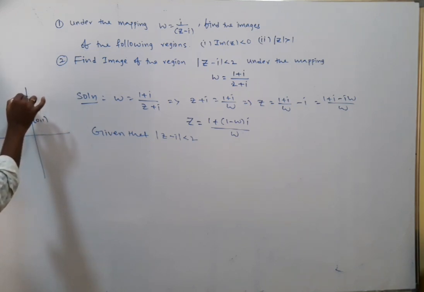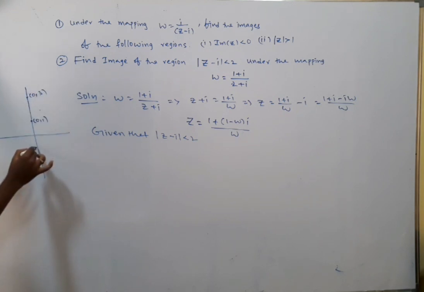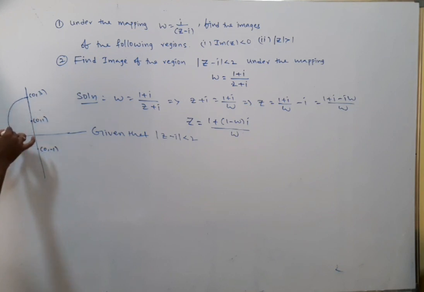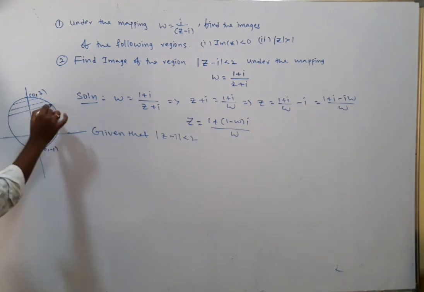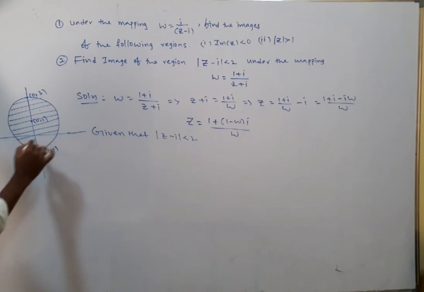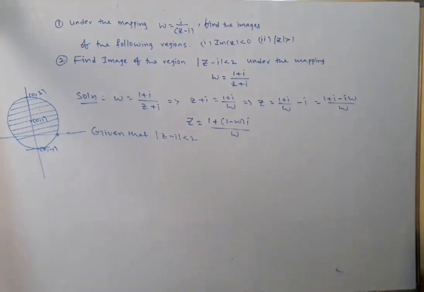Here it is (0, 3), here it is (0, minus 1). If you draw the circle, just imagine this is the input image. We are going to find the image of the circle, center at (0, 1), the radius is 2. So we are going to find the corresponding image of the circle under that mapping, right? |z minus i| less than 2.